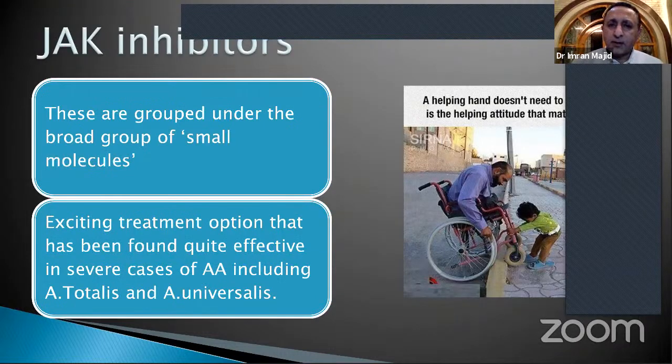JAK inhibitors are something that are quite exciting treatment options in many cutaneous diseases, including vitiligo and alopecia areata. These are the two main diseases wherein we use it the most often, in addition to psoriasis as well. So JAK inhibitors basically are drugs which are classified under the broad group of small molecules, and they have been found quite effective in severe cases of alopecia areata, including alopecia totalis and alopecia universalis.